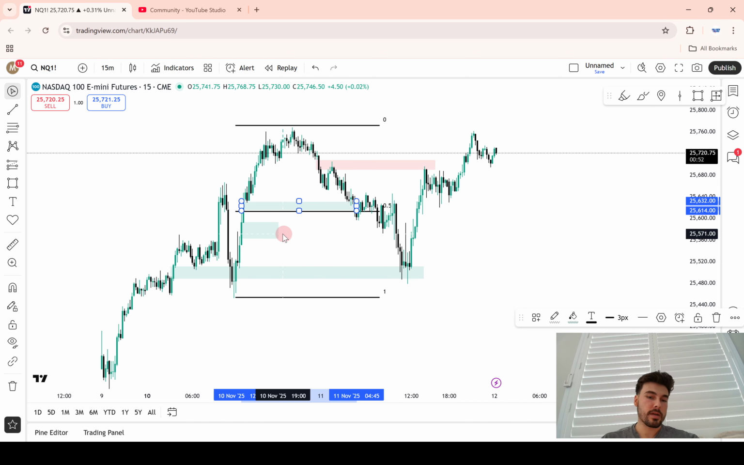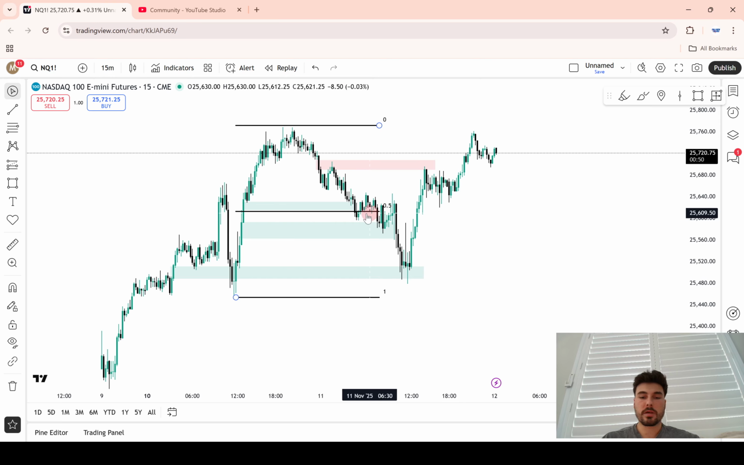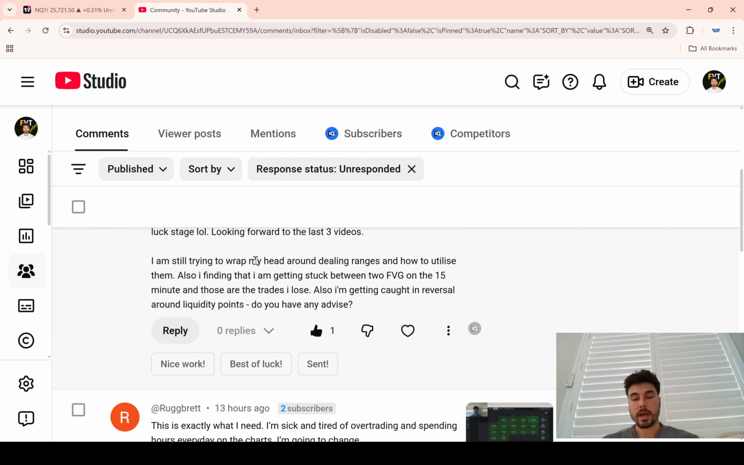And I'll also take a trade if it reacts nicely from here. And if one of those loses, who cares? It's just probability. So hopefully that answers your question. It's a really good question. You know, dealing ranges, practice them. Being stuck between two fair value gaps, I hope that answers your question.